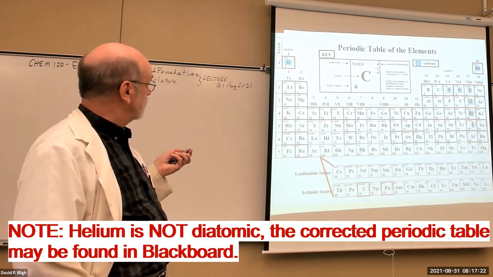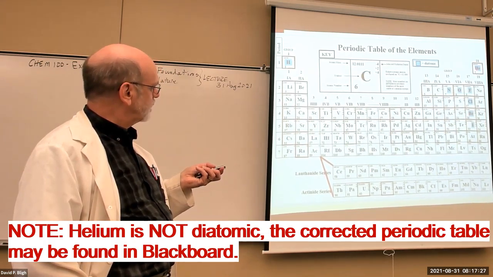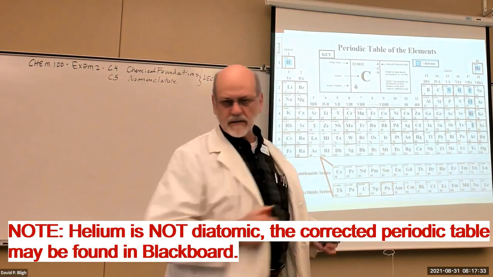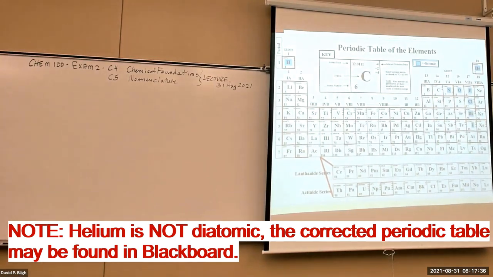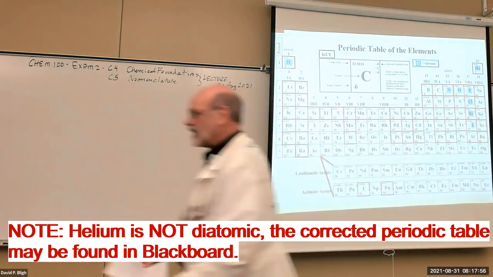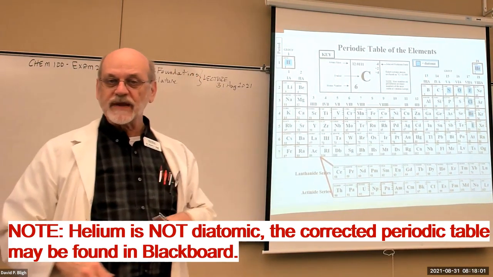You'll also notice that some of them have blue boxes around them, like these. Now that's not right. That one shouldn't be blue. That's a mistake. Let me correct that on my document so I can fix it. That blue box means they're diatomic, and helium is not diatomic. Helium is a noble gas, and noble gases don't play with anybody.